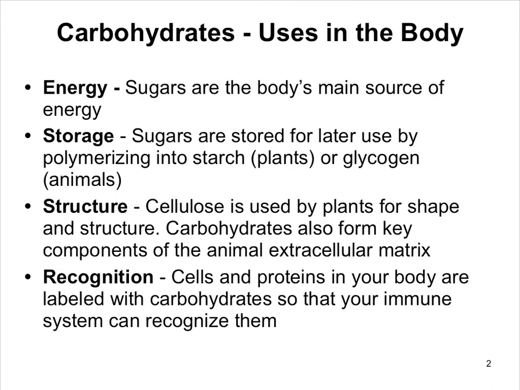How are carbohydrates used in the body? Well, the main way that they're used is energy. Sugar is the body's main source of energy. They're used for storage, typically storage of energy. So your body can burn sugar to make energy that it will use, or it can store that sugar in the form of starch if you're a plant, or glycogen if you're an animal. So you store energy in the form of carbohydrates as well.